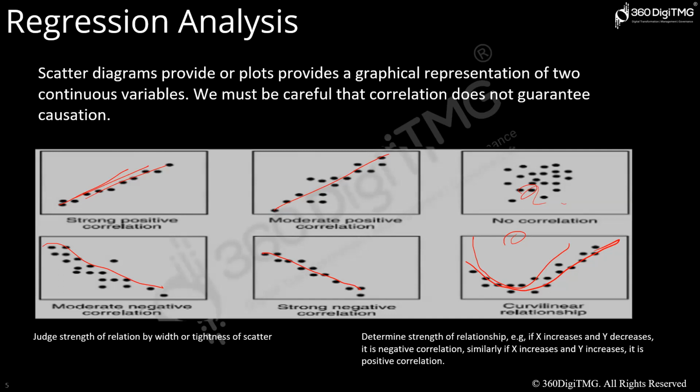For example, if X increases and Y decreases, it is negative correlation. Similarly, if X increases and Y also increases, it is called positive correlation. Here, if X increases and Y decreases, it is called negative correlation. And if X increases and Y also increases, then it is called positive correlation.